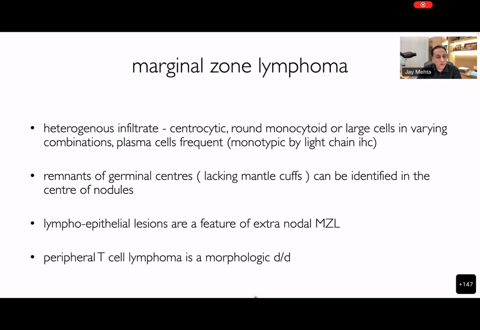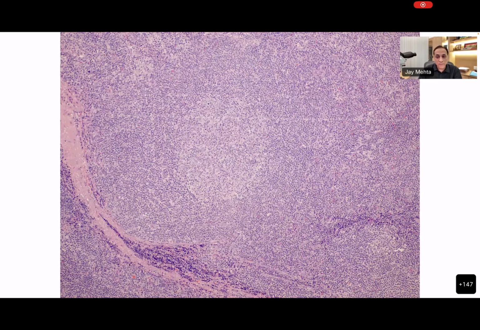And peripheral T cell lymphoma is a morphologic differential diagnosis, with all these open sinuses and the medium-sized lymphoid cells. You could think that it's a peripheral T cell lymphoma also, but the CD20 and CD3 will help you diagnose that. So here are some pictures of a marginal zone lymphoma.